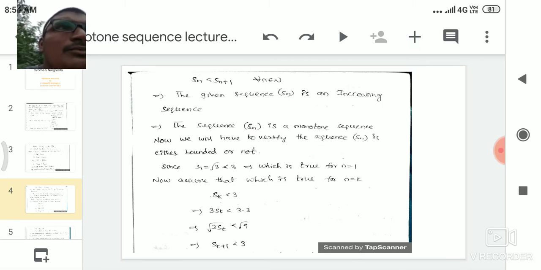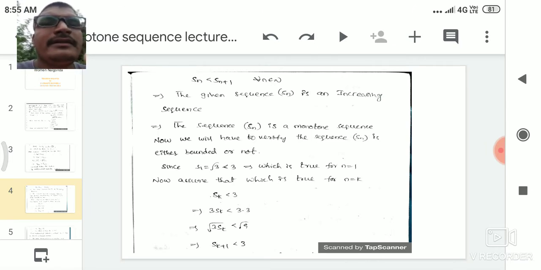Then take root on both sides: root of 3 into Sk less than root 9. Root 9 is 3, and root of 3 into Sk is Sk plus 1 by the recursion formula. So this shows that this is true for n is equal to k plus 1. So by the mathematical induction method, Sn less than 3 for all n belongs to N.